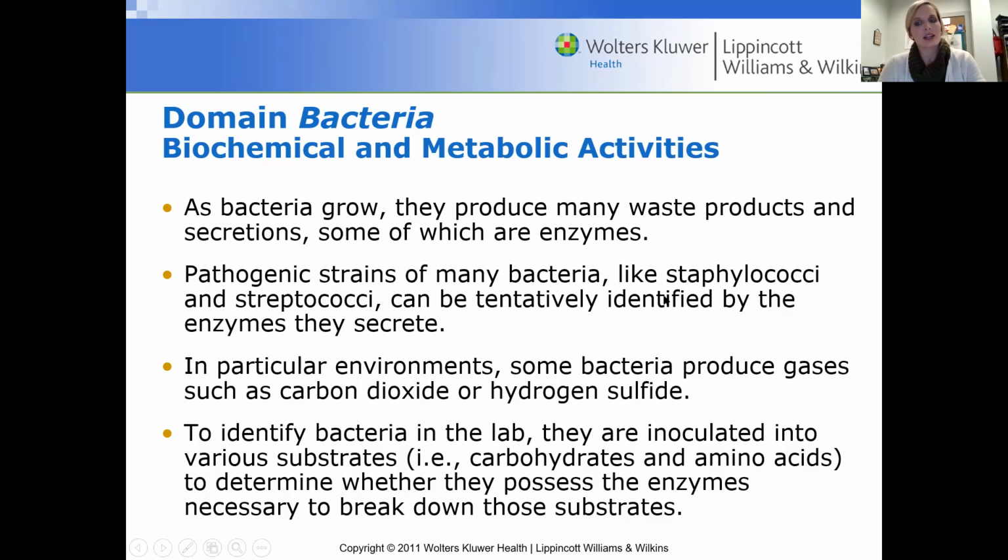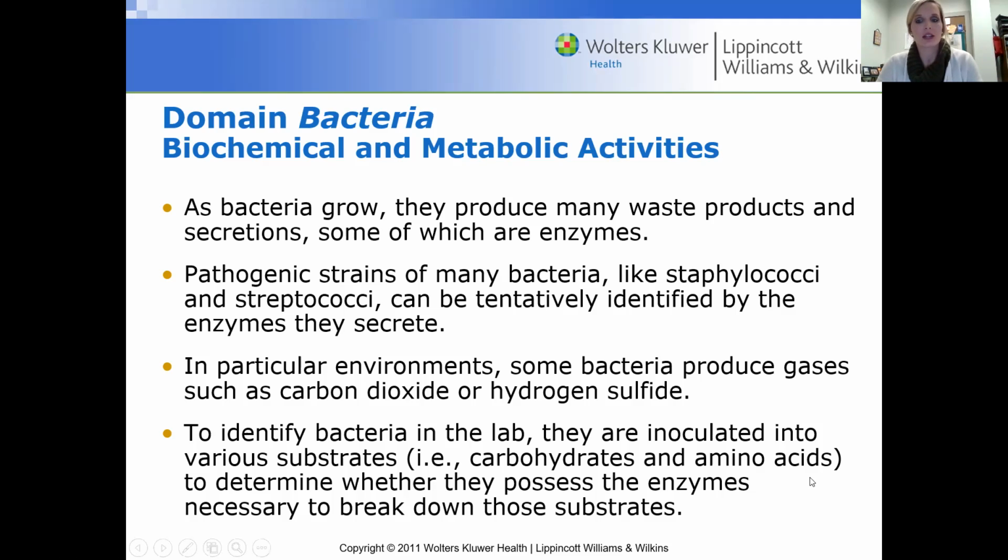Pathogenic strains of bacteria like staphylococci and streptococci can be tentatively identified by the enzymes that they secrete, because typically it's these enzymes that may give it its ability to infect, to cause that type of infection. In particular environments, some bacteria are going to produce gases such as carbon dioxide and hydrogen sulfide. So again, in a laboratory, we're identifying these different organisms based on what they're taking in, like carbon and nitrogen, calcium, and then based on what they're putting out, such as carbon dioxide. This is going to help us to identify these different bacterial organisms.